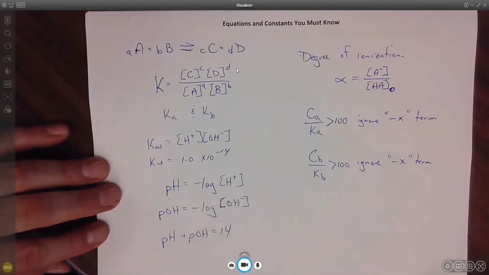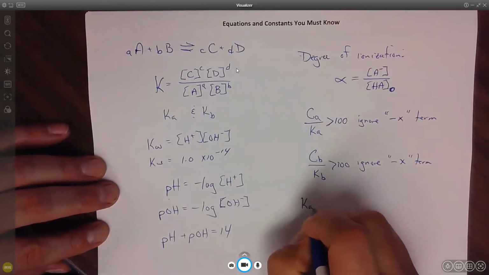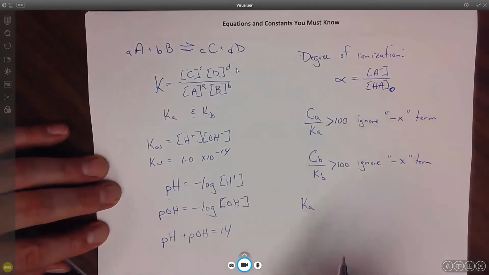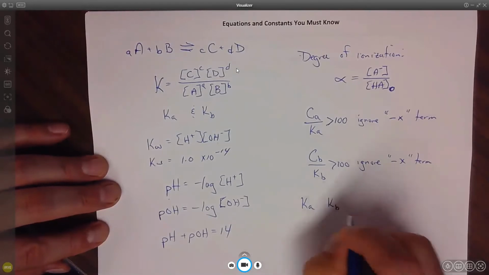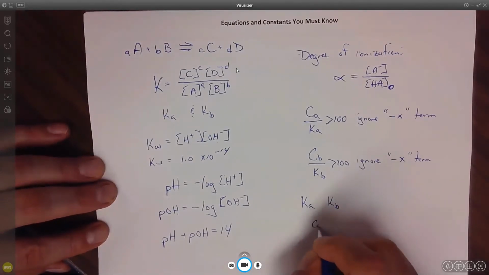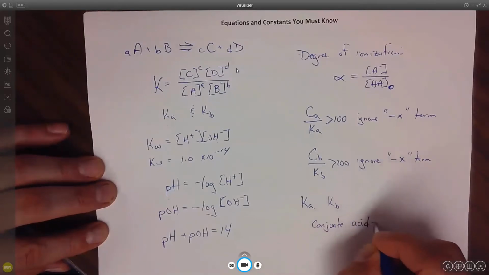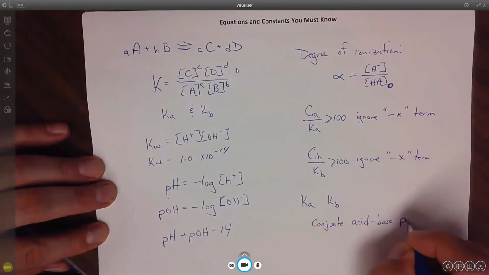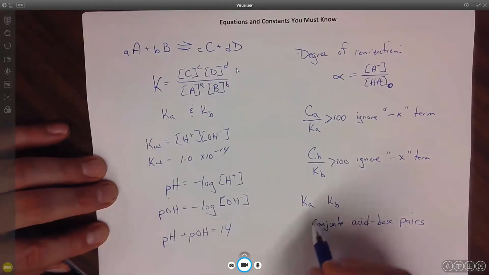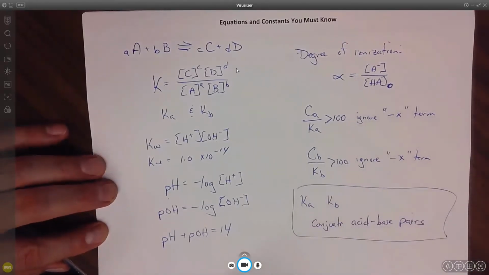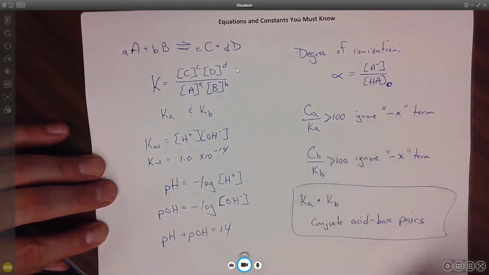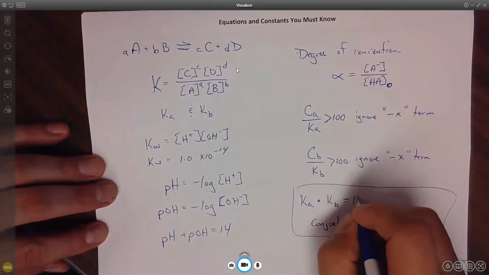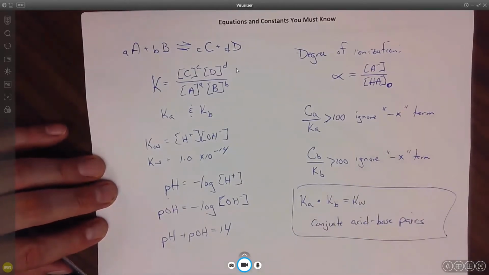And then finally, we're going to see that there's actually a relationship between the equilibrium constant for an acid and the equilibrium constant for its conjugate base. So if we have a conjugate acid-base pair, if we multiply those two things together, we're going to get Kw. And later on today, I'll explain why that is true.